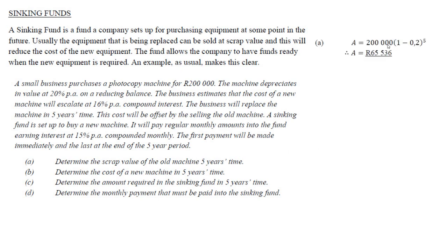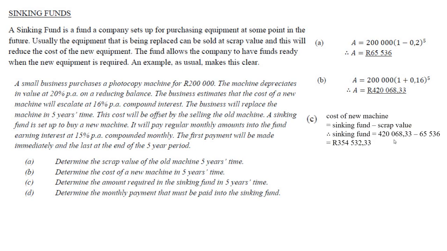Okay, what's the scrap value? Just the money times 1 minus the interest rate to the 5th power, for 5 years. That's what you're going to get when you trade it in. How much is it going to cost in those 5 years? Well, you add the interest rate and multiply it by 200,000, and there's the cost of it. So what do you need for the future? Just subtract them. The cost of the new machine is just the difference of them, 354,533.